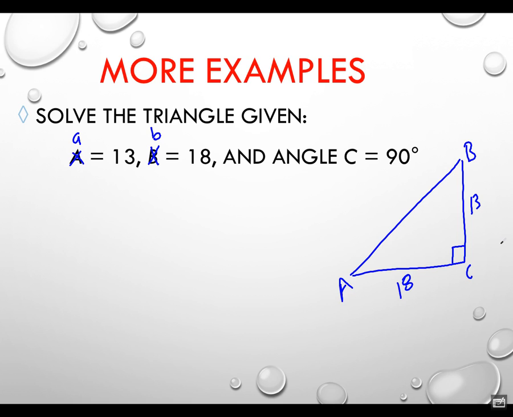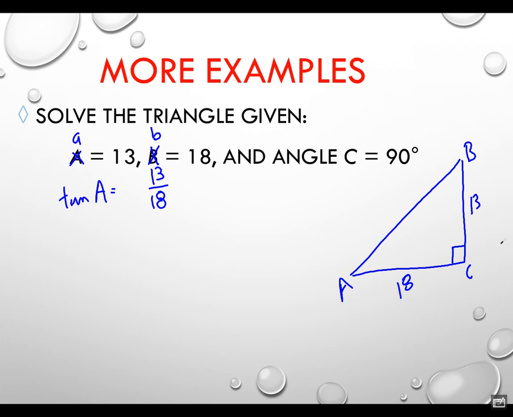Are we just trying to find C? No, you're solving a triangle, so find the angle measures and the side. Christian, what did you find first? I found capital A. How? I used tangent. Tangent of A is equal to 13 over 18. Okay, then what?